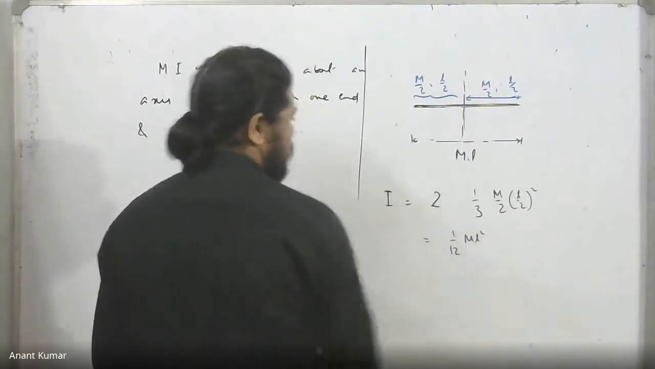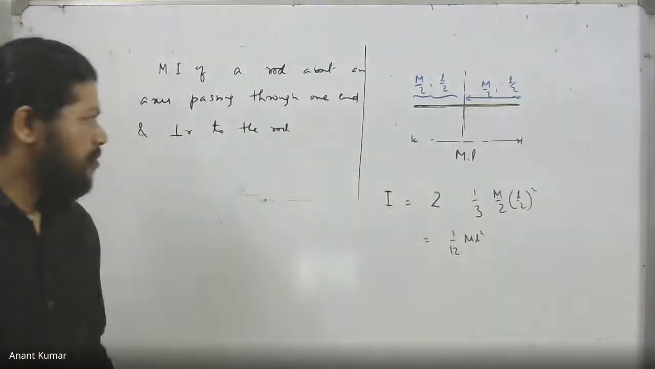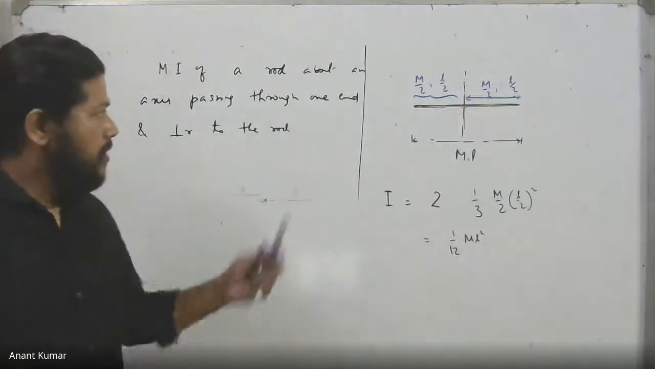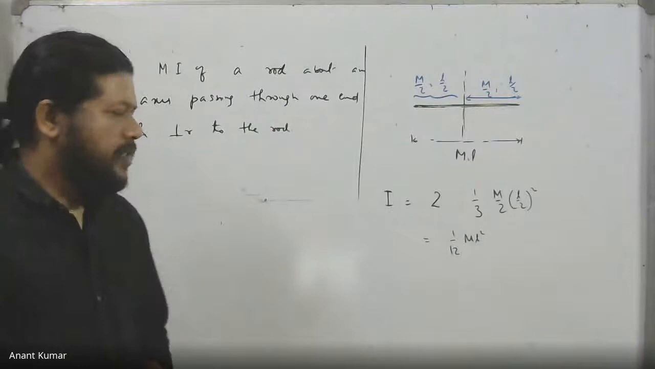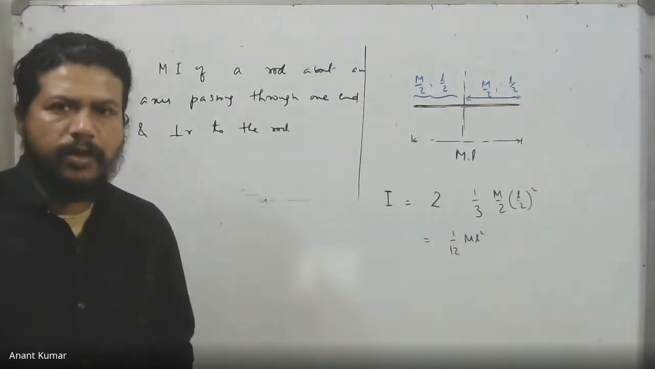That is what we have. So 1/12 ml square becomes the moment of inertia of these two rods, or rather the rod of mass m, length l, and the axis passing through the center of the rod perpendicular to it.